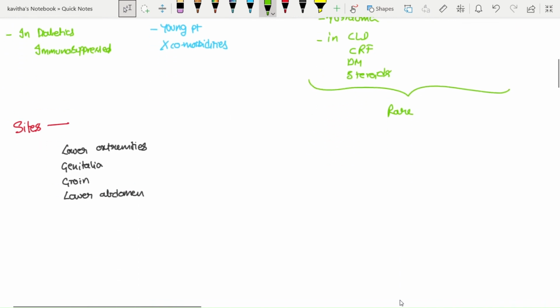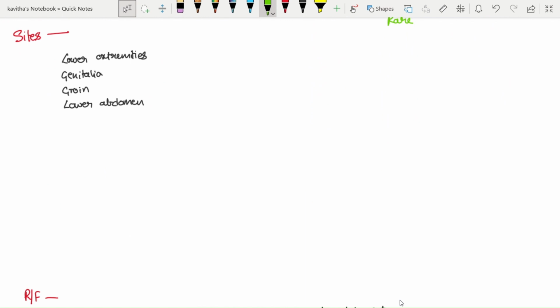Next, coming to sites. The most common site is the lower extremity. Around 60% of patients present with necrotizing fasciitis involving the lower extremity. Other sites are genitalia, groin, and lower abdomen. There are some special mentions: if it involves the perineal region, not perianal, perineal region, it is called Fournier's gangrene.